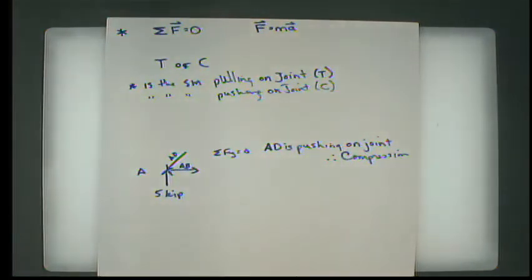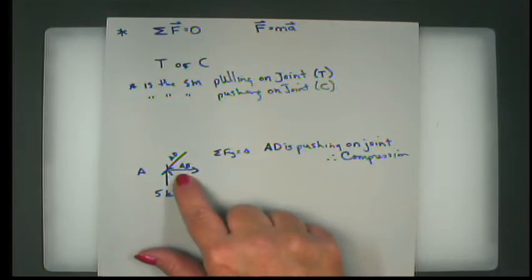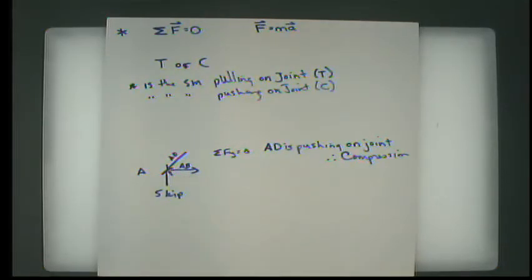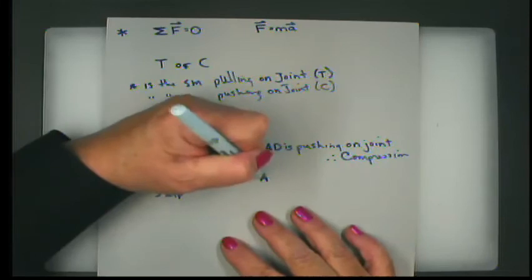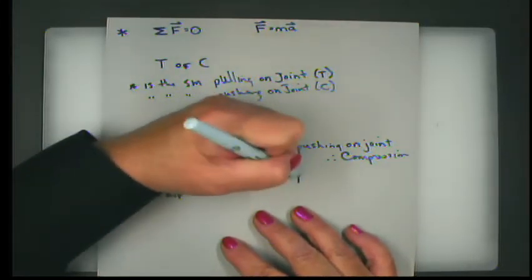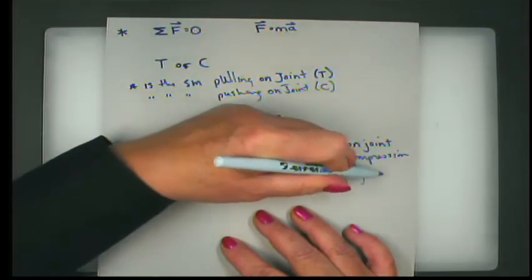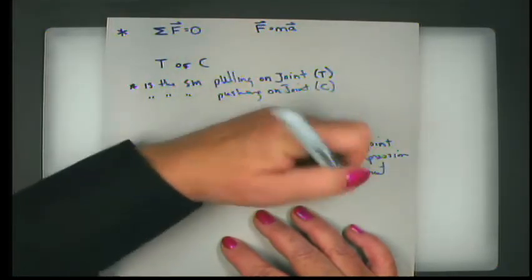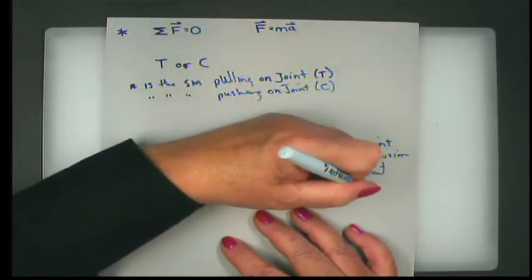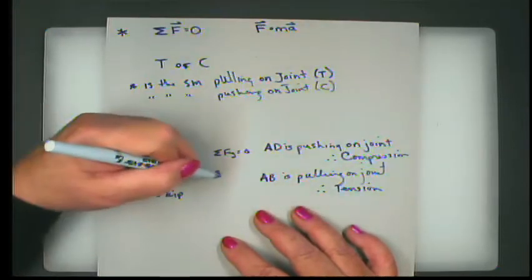Okay? What about AB? AB, if you look at the arrow, just think about putting your hand on the arrow. If it was an actual arrow, you're pulling on the joint, right? So what about AB? AB is pulling on the joint. Therefore, AB is in tension. All right.